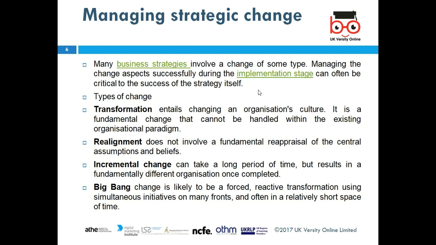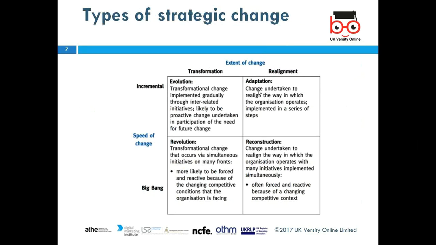Incremental change can take a longer period of time, but the result is a fundamentally different organization once completed. Big bang change is likely to be forced: reactive transformation using spontaneous initiatives on many fronts, within a relatively short space of time. So we need to change quickly. If we don't change, we won't exist. So what is change?